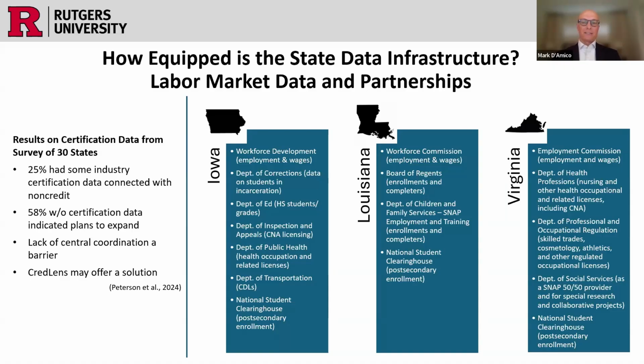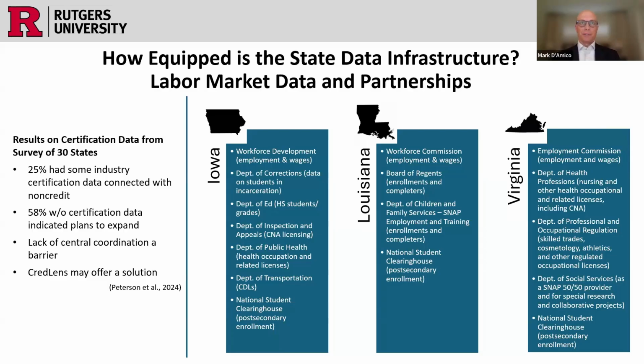So these are the first 3 states in our project that all have robust non-credit data. And we've just listed out some of the partnerships that they have within their states and how important they are. And you'll see that each of them has a partnership with their state workforce agency for the employment and wage data. But then you'll also see additional partnerships. Oh, and I should also mention they all have partnerships with the National Student Clearinghouse to look at additional post-secondary enrollment data that they're able to match with their non-credit data as well. A lot of that has to do with collecting identifiers.